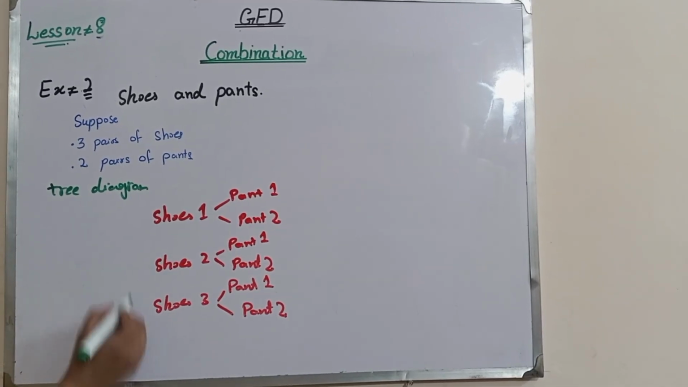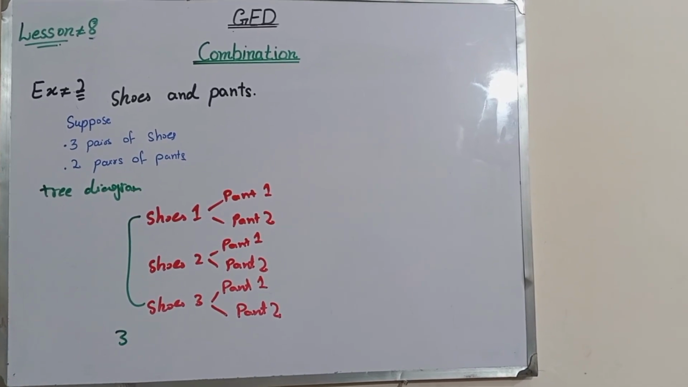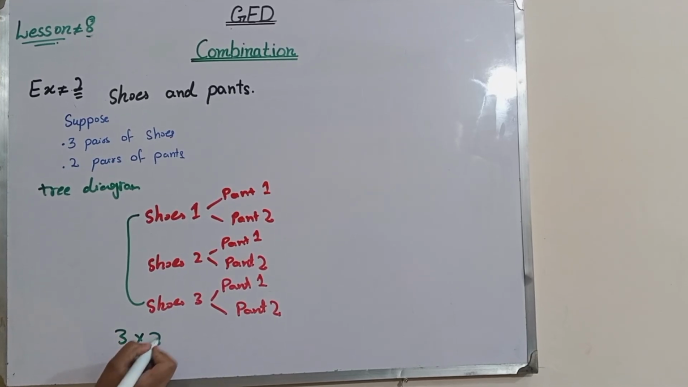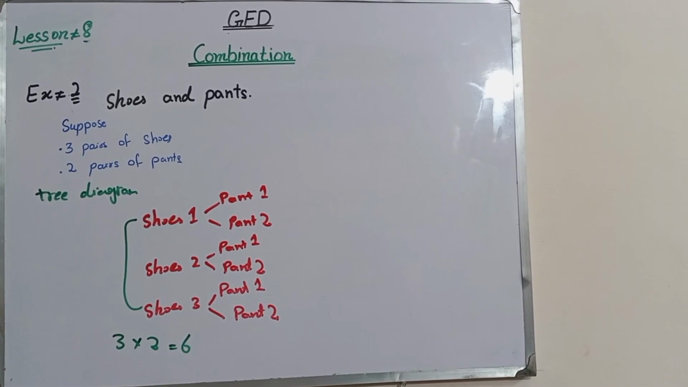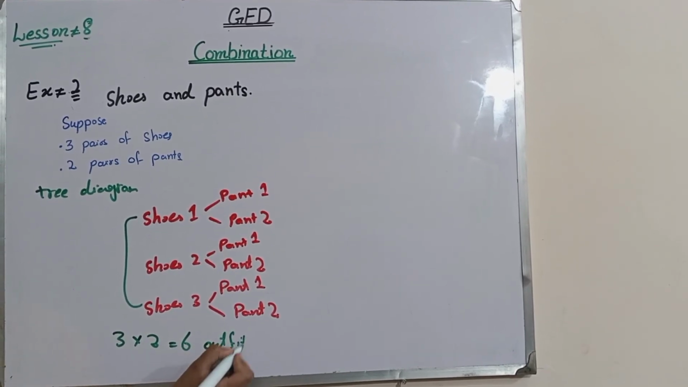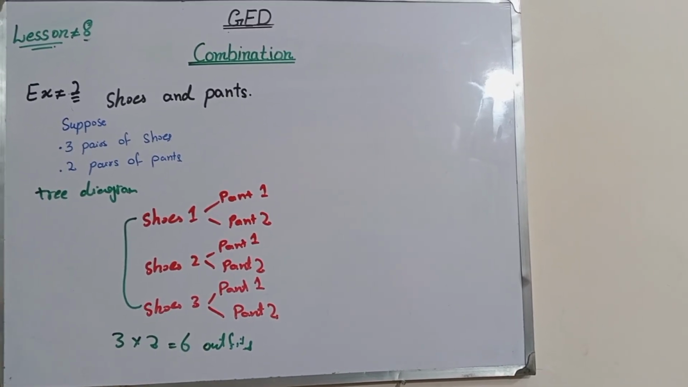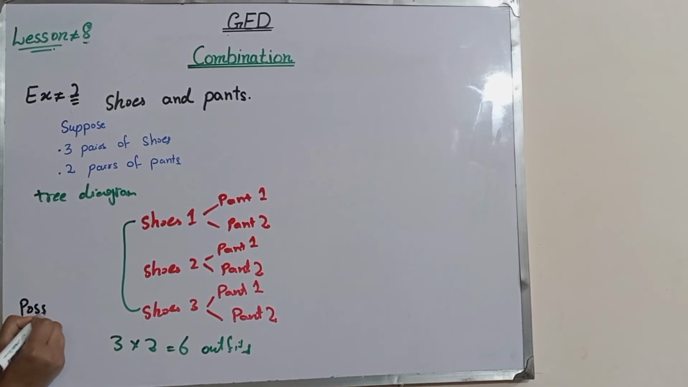So there are 3 pairs of shoes, multiplied by 2 pants. So we have a total of 6 outfits. Our total possible combinations will be 6.